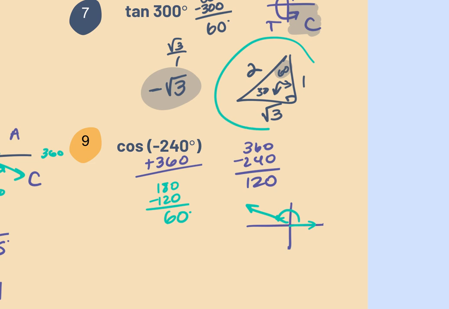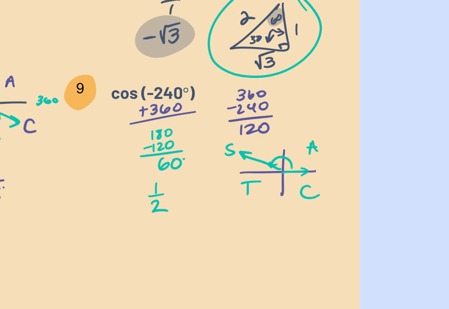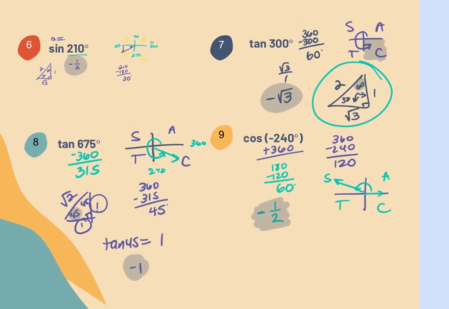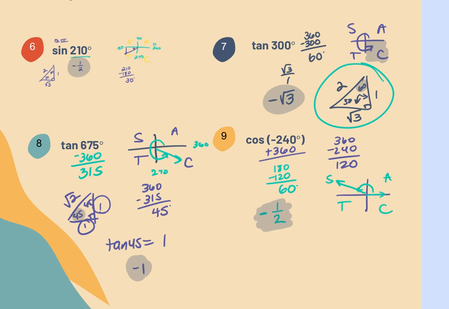I'm going to go back up to the triangle I already drew because 60 is already there. Cosine of 60 is what? Adjacent over hypotenuse, 1/2. And what's the sign, positive or negative, for cosine in the second quadrant? Negative. Good so far. Negative 1/2 because it's in the second quadrant.